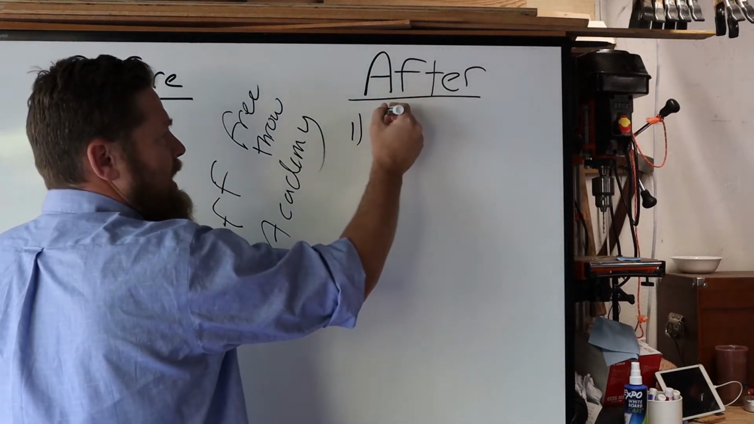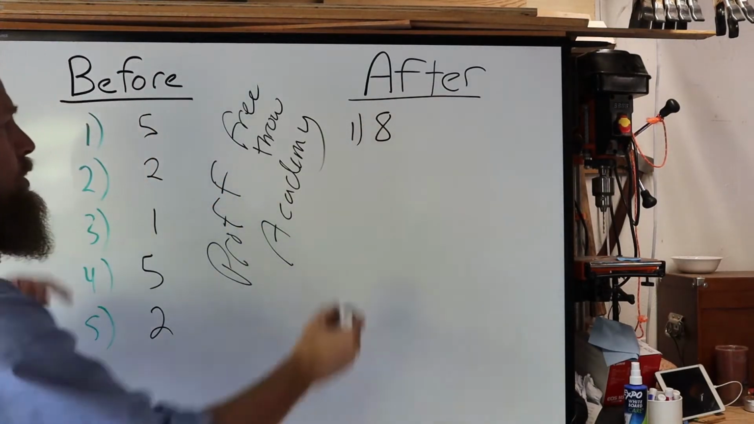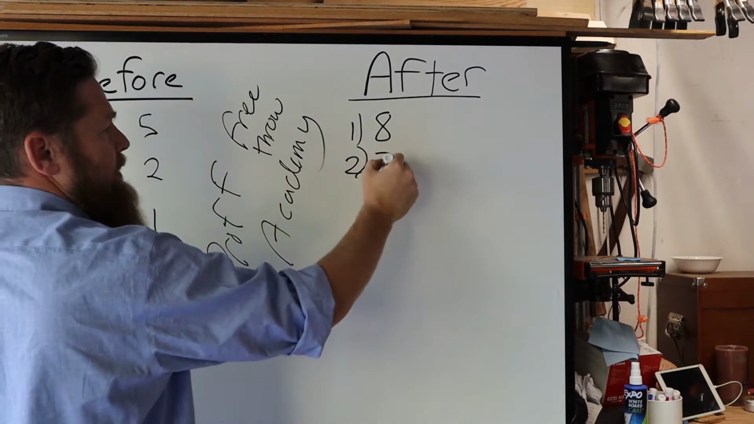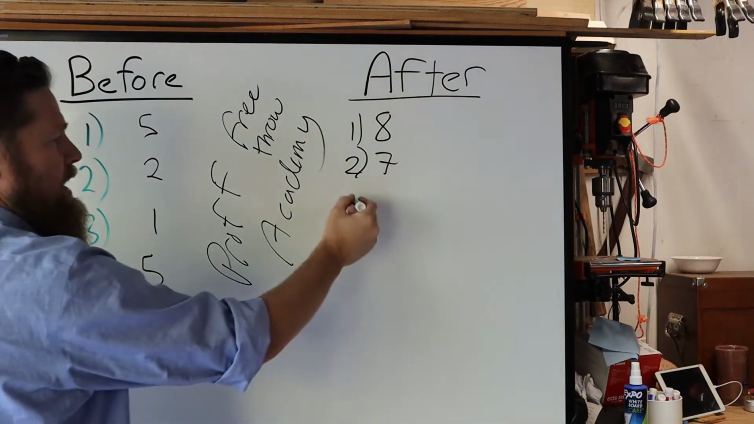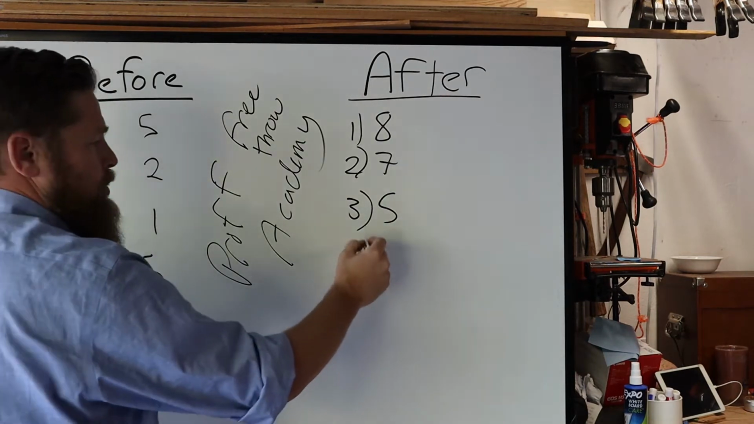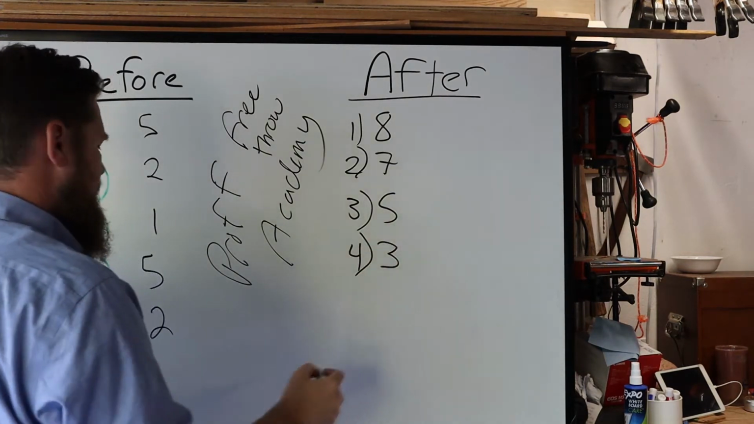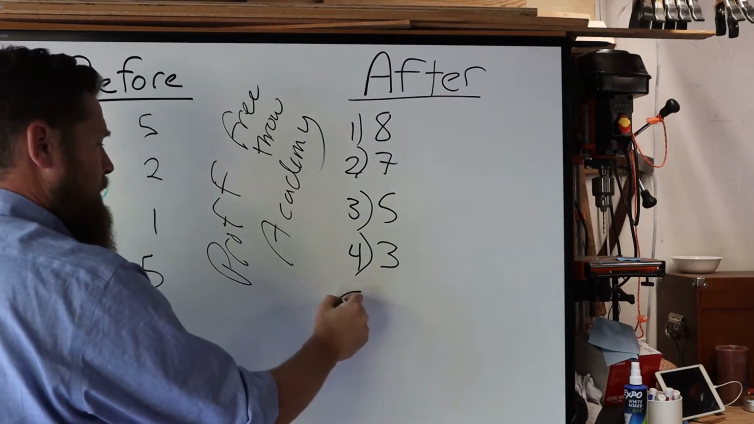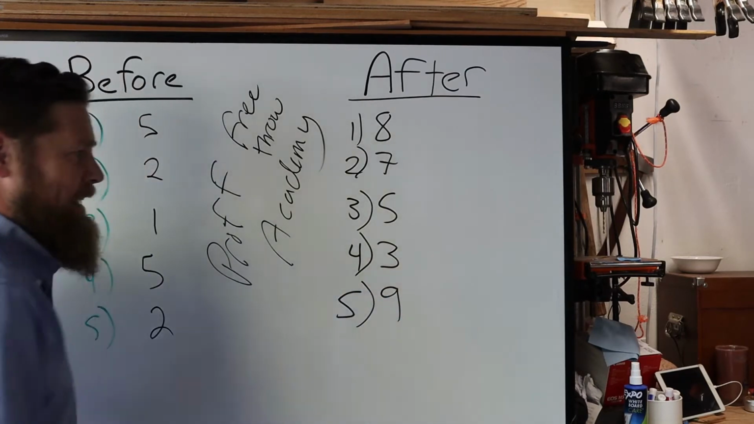She got 8. Number 2, she got 7. Number 3, he got 5. Number 4, she got 3. And number 5 got 9.